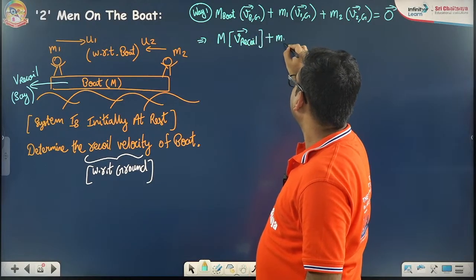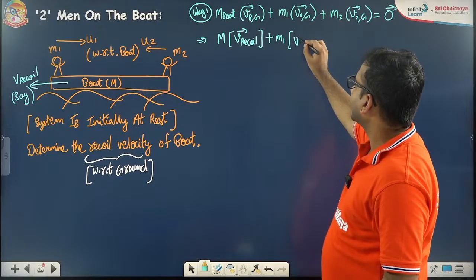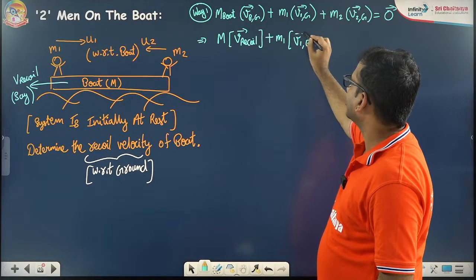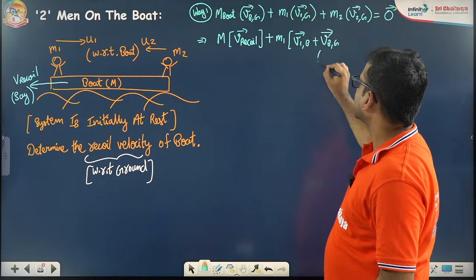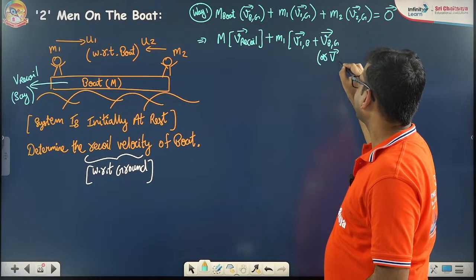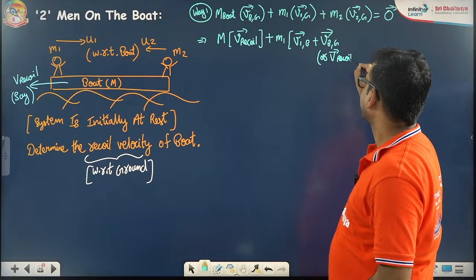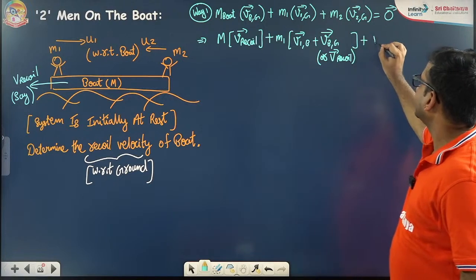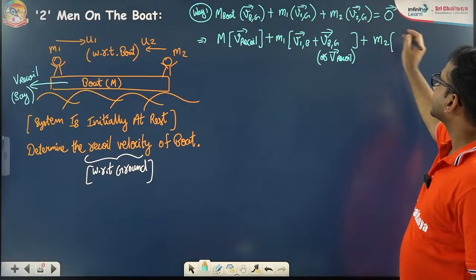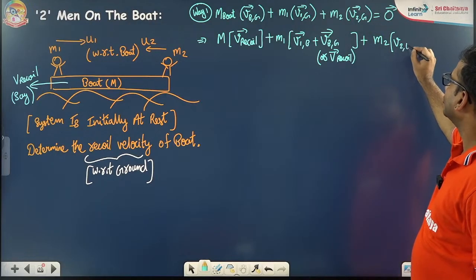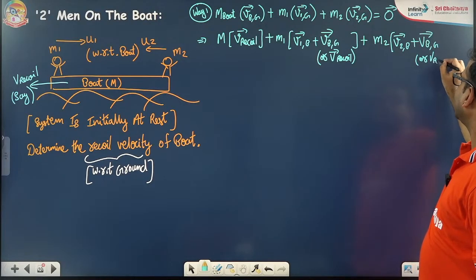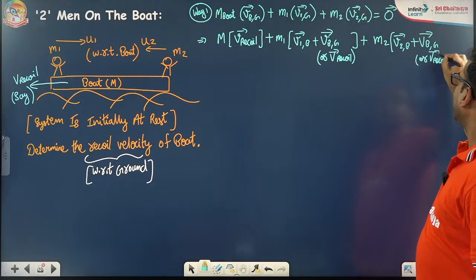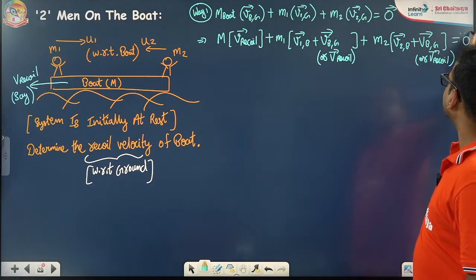Plus m1, velocity of 1 over the ground can be written as velocity of 1 over the boat, plus velocity of boat over the ground, which is the recoil velocity. Plus m2, velocity of 2 with respect to ground can be written as velocity of 2 with respect to boat, plus velocity of boat with respect to ground, which is again v recoil, and that is equal to 0.